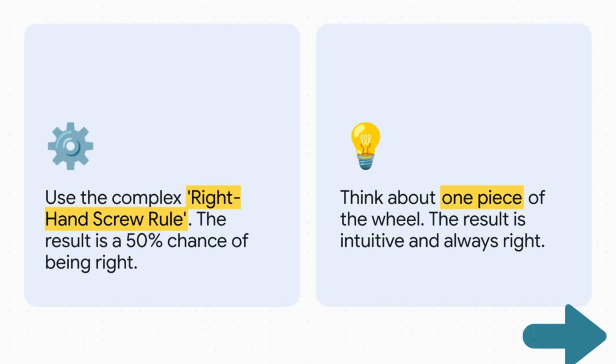Take Winston's classic gyroscope example. A physicist might use the super complicated right-hand screw rule, which, he jokes, you have about a 50% chance of getting right. The AI approach, though, is to find a better representation. Instead of trying to think about the whole spinning wheel, just imagine one single piece of mass at the very top. Now push that piece. Where does it go? It moves to the side. Suddenly, this complex physics problem becomes totally intuitive. That's the power of the right representation.